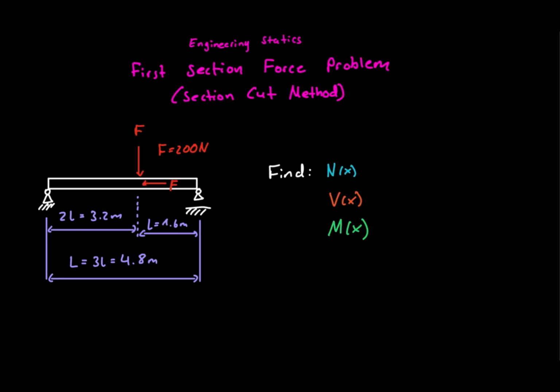The beam has a pin support at A and a roller support at B. The total length is 4.8 meters. At a distance of 3.2 meters from A, a vertical force of 200 Newton acts downward and a horizontal force of 200 Newton acts to the left.